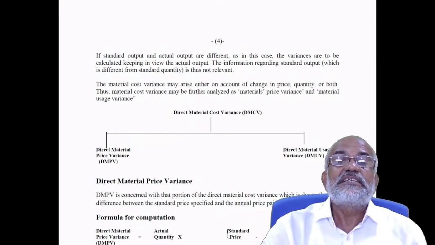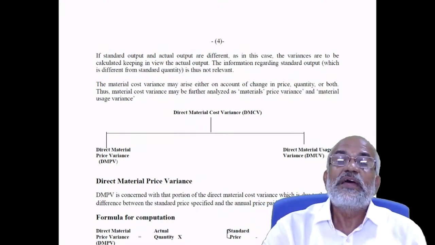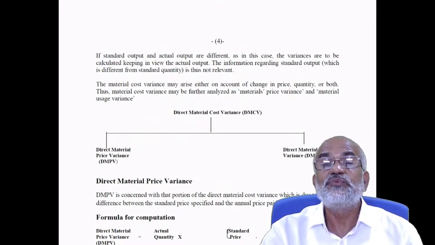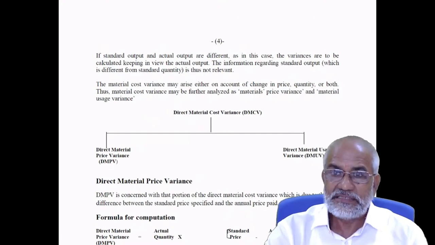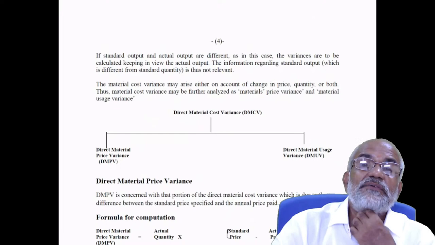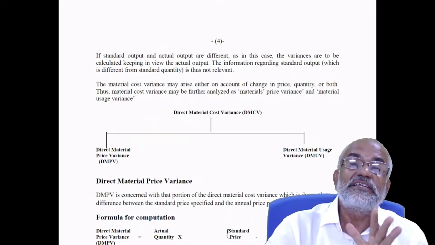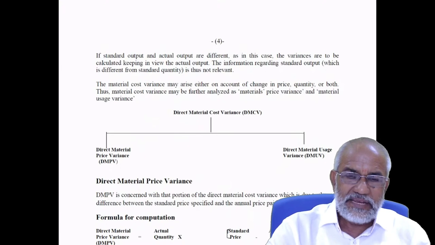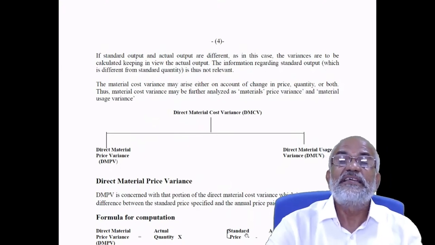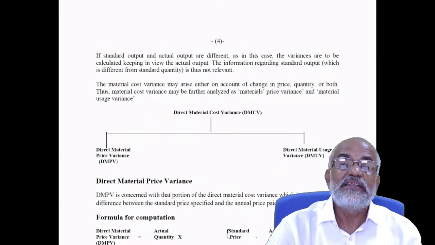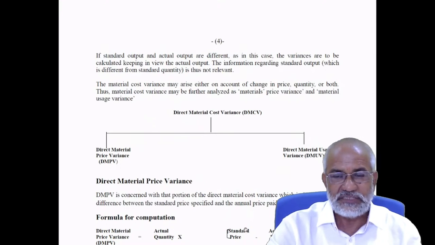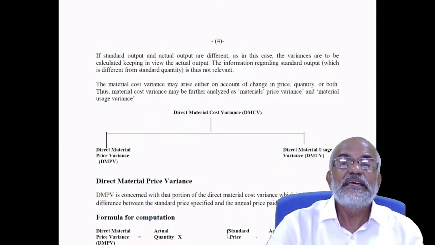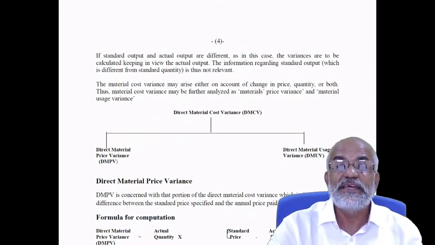Next, if the standard output and the actual output are different, as in this case, the variances are to be calculated keeping in view the actual output. The information regarding standard output, which is different from standard quantity, is thus not relevant. The material cost variance may arise either on account of change in price, quantity, or both. Thus, material cost variance may be further analyzed as material price variance and material usage variance.